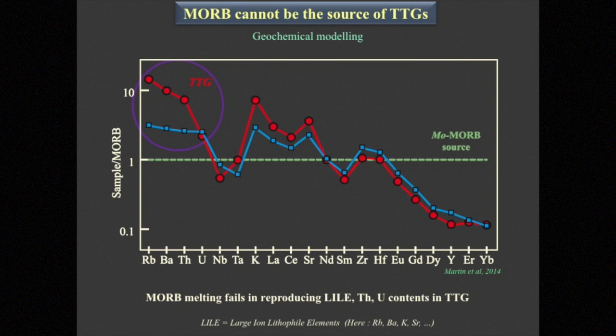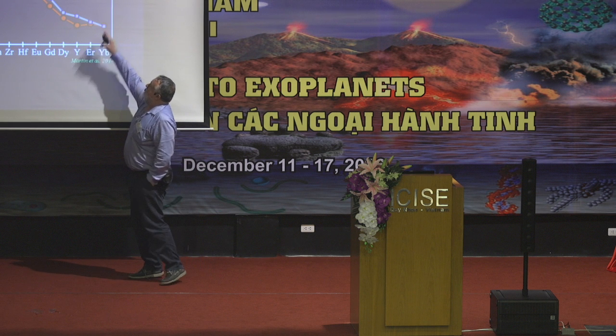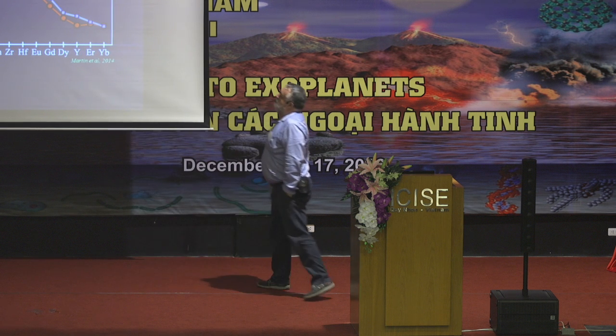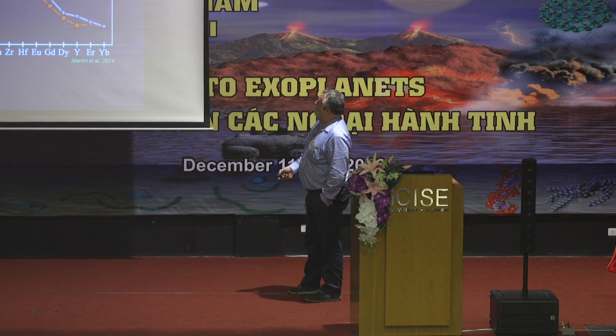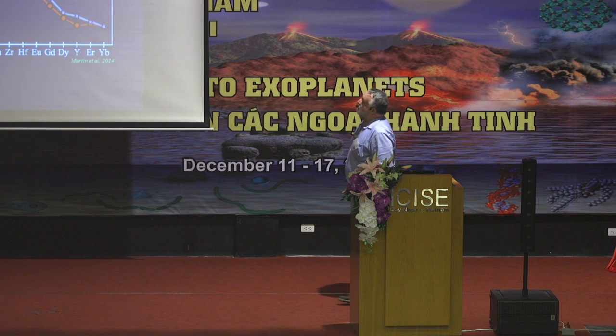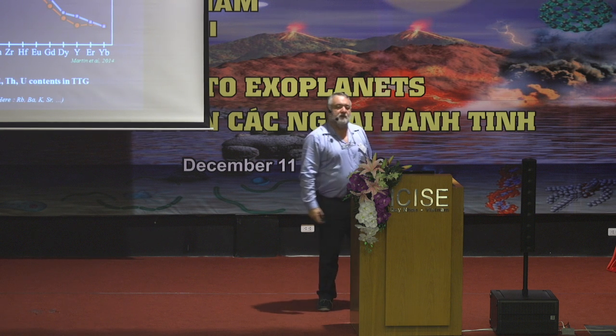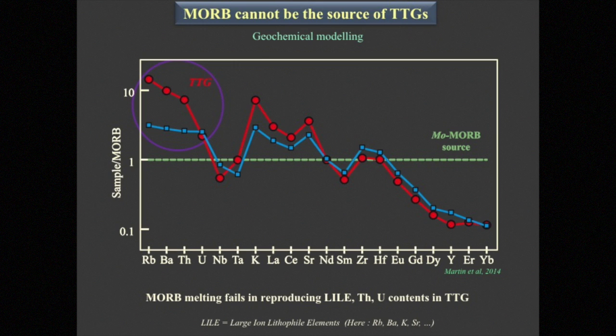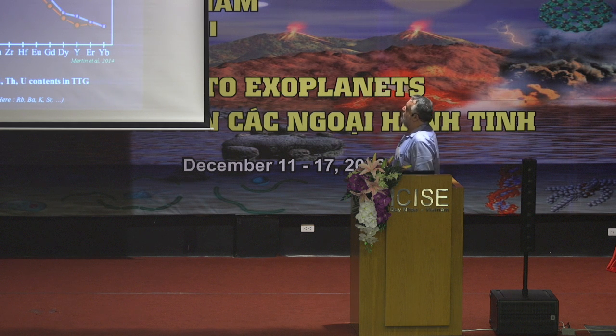So that means that when we melt this basalt in green, we obtain the blue line, the blue pattern. And in fact, we can see that there is a big problem for some elements, just like rubidium, barium, and thorium. So it seems that for most of the elements, models can account for TTG composition, but this is not the case for a group of elements like barium, thorium, uranium, and so on.